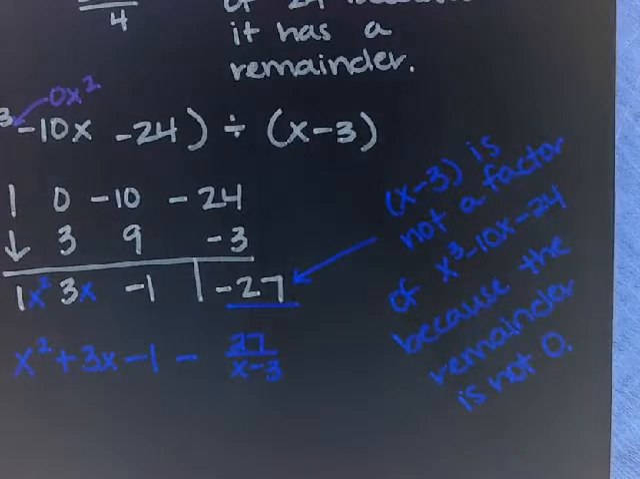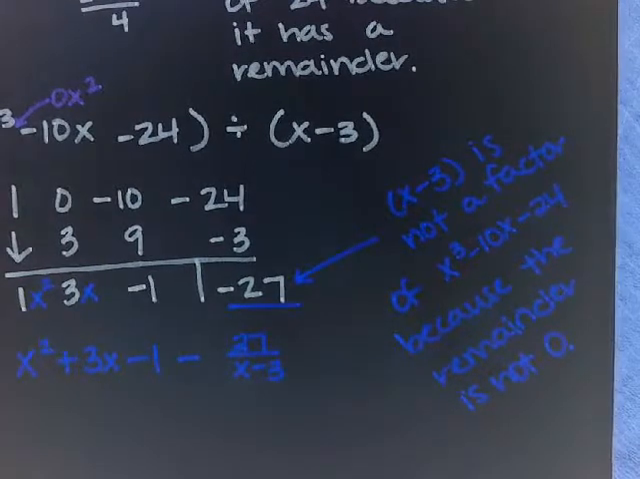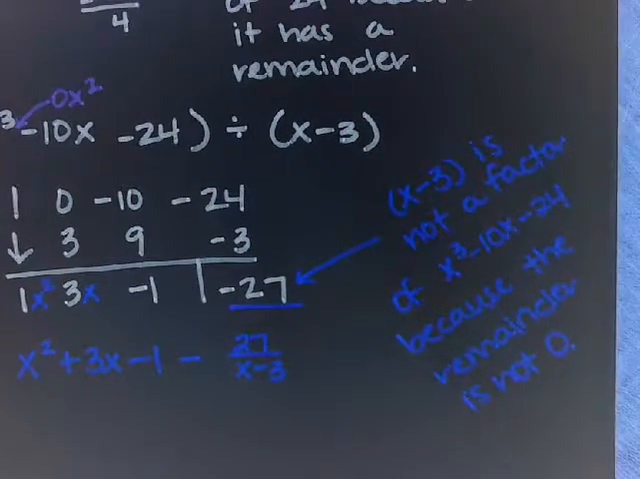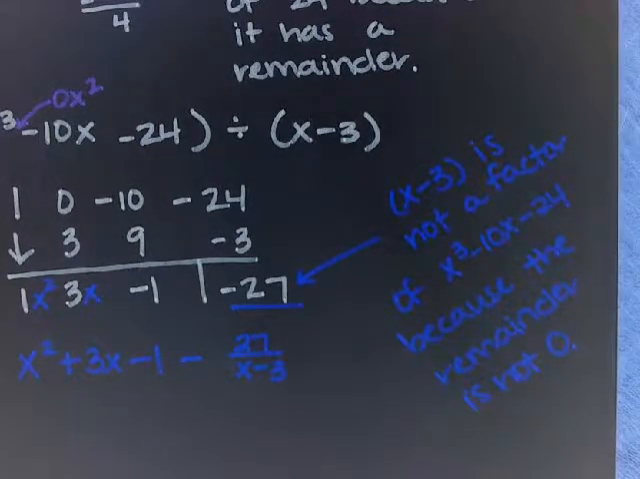If you have a remainder of 0, you can say it's a factor because there's nothing left over. But if you have a remainder of anything else, you would say, nope, that's not a factor. It didn't go in evenly. There was a negative 27 left over. So when you're doing that page, you just have to do the synthetic division and then check the remainder.